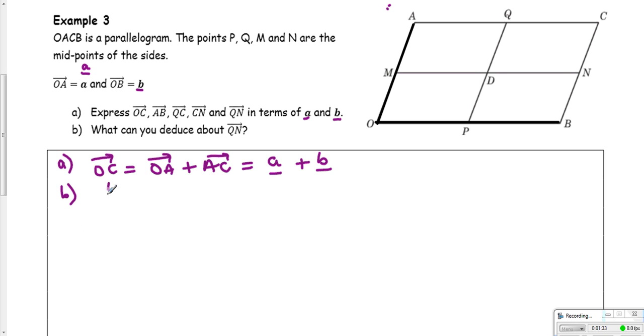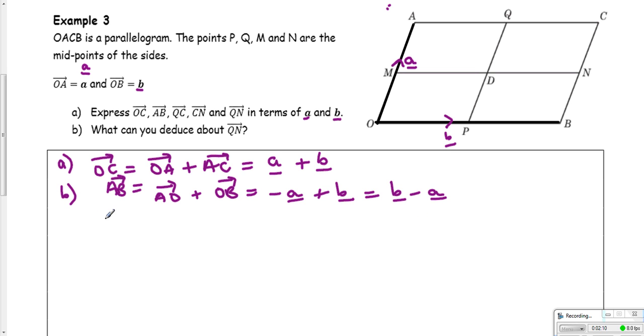Second one, AB. To get from A to B, I'm going to go A to O, and then I'm going to go O to B. Now, to go from A to O, you're going along the vector a, but the vector a goes upwards, and we're going downwards. So you put it as a negative. So from A to O is minus a, and then from O to B is the vector b. Let's label that on the diagram as well. And you could write that if you wanted to as b minus a.